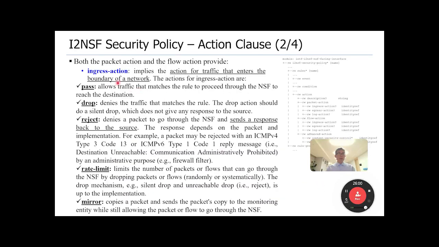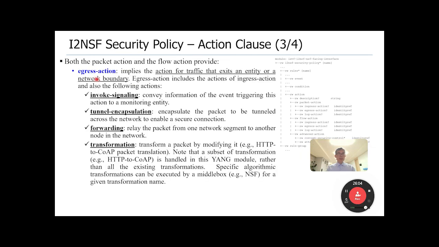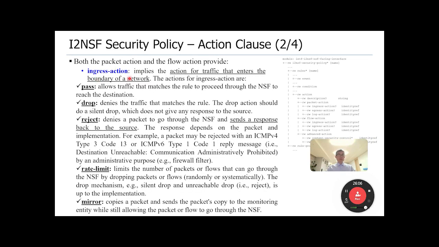So we have ingress, egress, and log action. Ingress implies the action for traffic entering the boundary of a network. The actions are pass, drop, reject, rate limit, and meter. Pass just allows traffic to pass through the NSF. Drop is just dropping the traffic matching the rule.